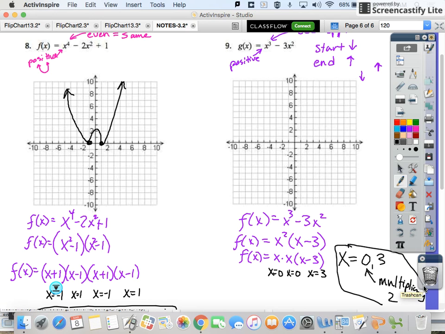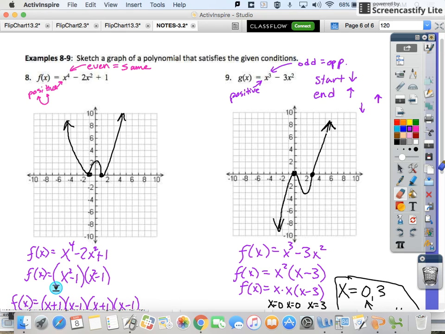Okay? So what you're going to end up with is a point here at 0. That's one of your bounces. It's going to kind of bounce there. And then 3, it's just going to pass through. So we need to start down, end up. It's got to bounce here, and pass through there. So we're going to go like this. Again, we know it ends this way because of this, and we know it starts this way because of this, based on the power and the coefficient.